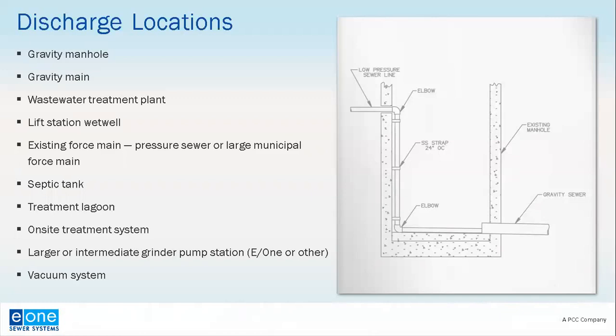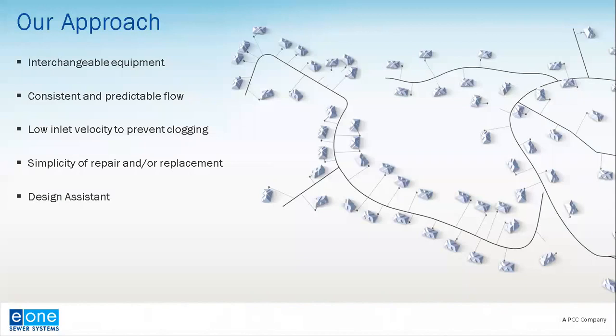Maybe it's an existing wastewater treatment plant, the headworks at a treatment plant, a lift station wet well. If it's in a neighborhood, maybe there's some existing gravity and someone's trying to tie into that existing system. We can go right into that wet well. Where there's an existing force main, pressure sewer or larger municipal force main, that is. Sometimes even septic tanks or communal septic systems as well. Treatment lagoons. If an appropriate technology, we can certainly interface well with treatment lagoons. On-site treatment systems. Larger or intermediate grinder pump stations, and these can be E1 stations or other types as well. And there are even some documented cases of vacuum systems being integrated with E1 systems or vice versa.